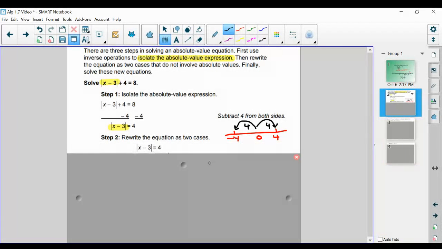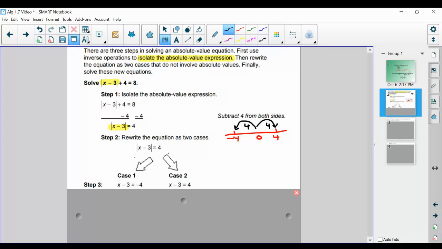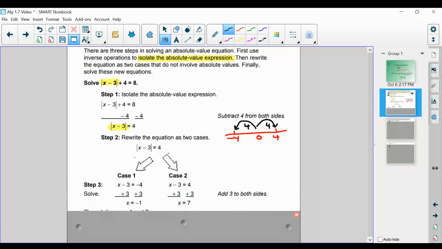We have the absolute value of x minus 3 equal to 4. When we split that up, we get case 1, x minus 3 is equal to negative 4, and case 2, x minus 3 is equal to positive 4, because we could be 4 units to the right of 0 or 4 units to the left of 0. When we solve for x, we get that x could be equal to negative 1, and x could also be equal to 7.